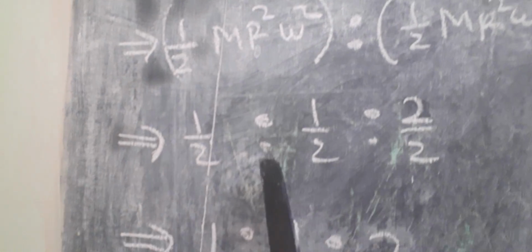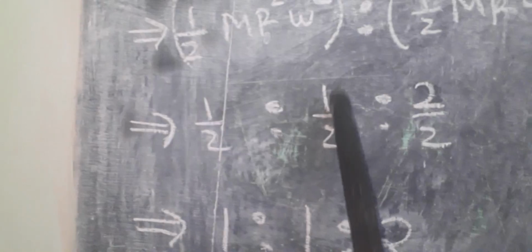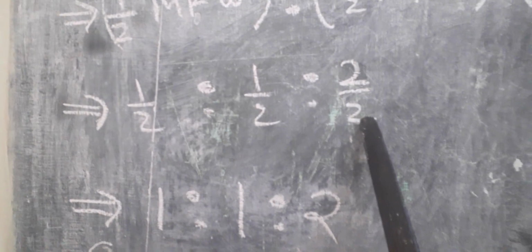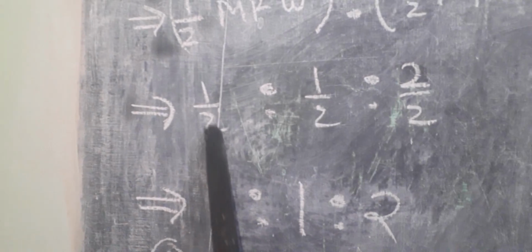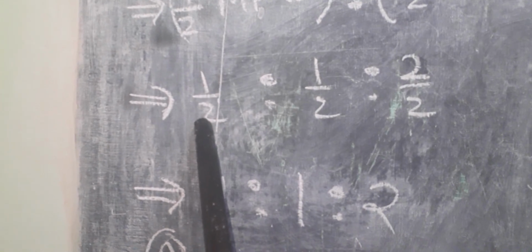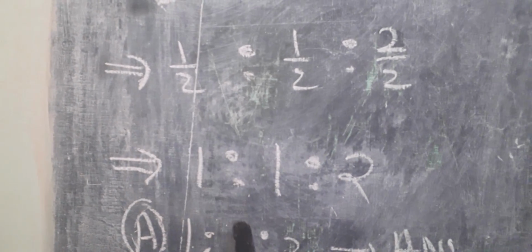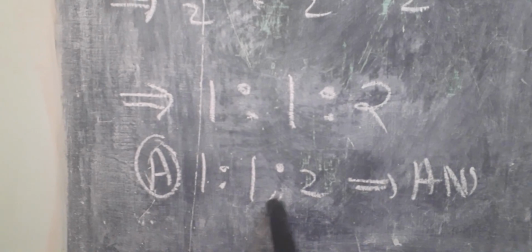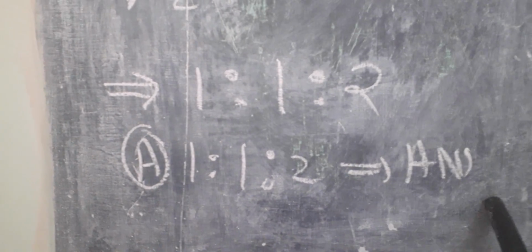So we can cancel this common term. What is remaining? 1 upon 2, 1 upon 2 and 2 upon 2. Again here, the denominator is common, so remove the common terms from the three. What is remaining? 1 is to 1 is to 2. So the correct option is 1 is to 1 is to 2. This is the correct answer.